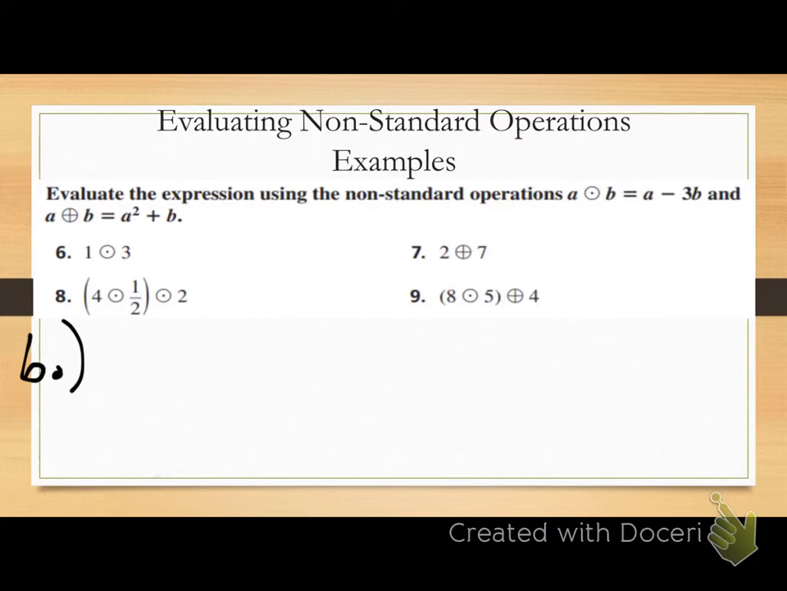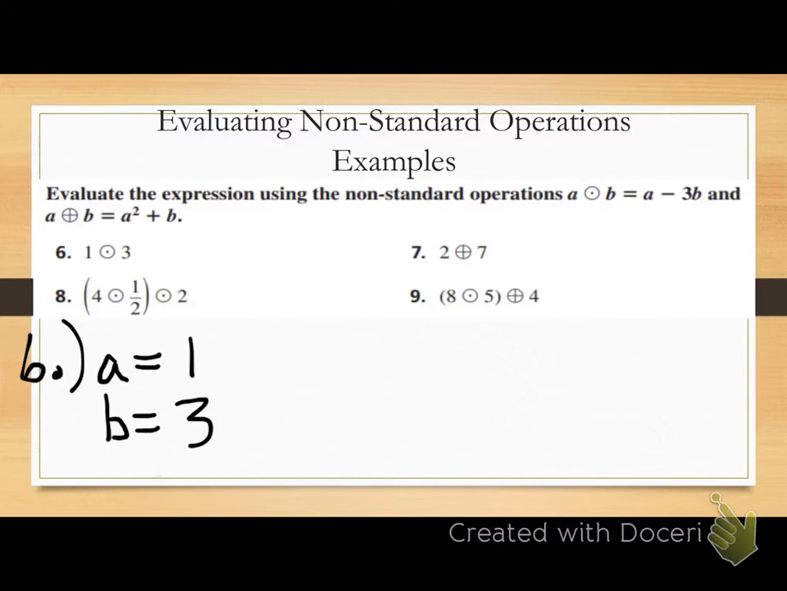Someone raise your hand and tell me what my A and B value are. 1 and 3. Which one's which? A is 1. B is 3. Very good.